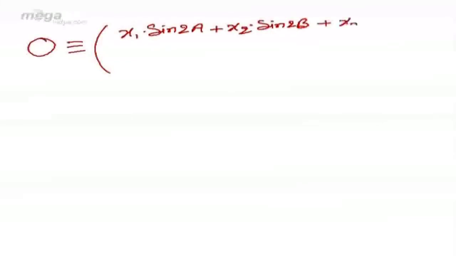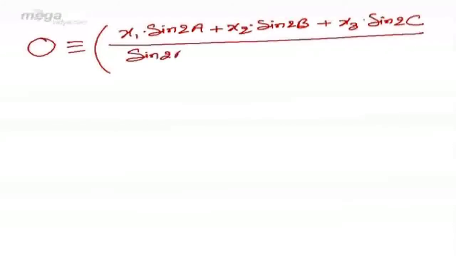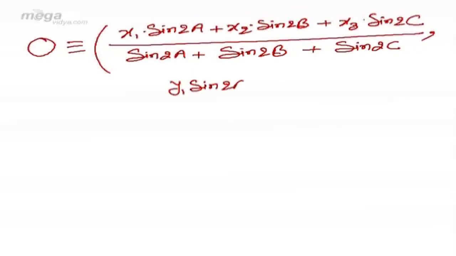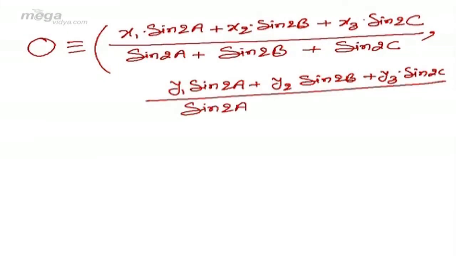Or we can write the coordinate of O, that is the circumcenter, as x1 sin 2A plus x2 sin 2B plus x3 sin 2C divided by sin 2A plus sin 2B plus sin 2C, comma, y1 sin 2A plus y2 sin 2B plus y3 sin 2C divided by sin 2A plus sin 2B plus sin 2C. So this is the circumcenter.